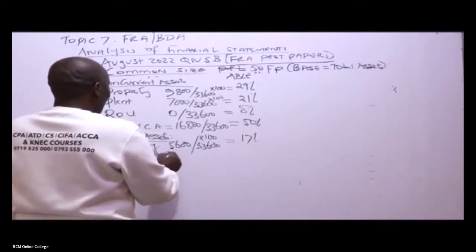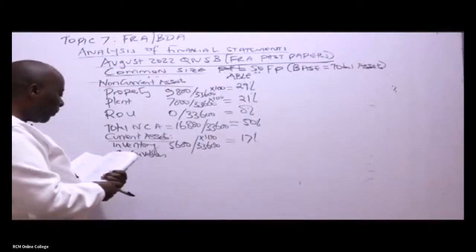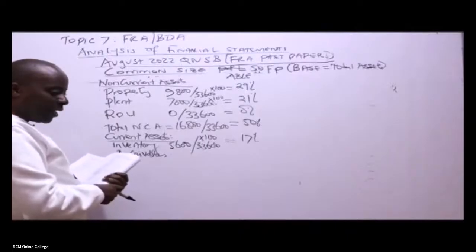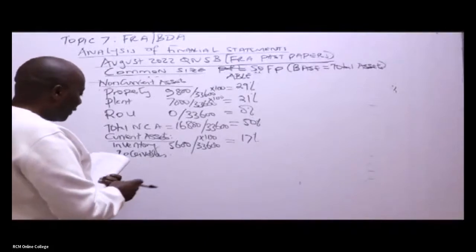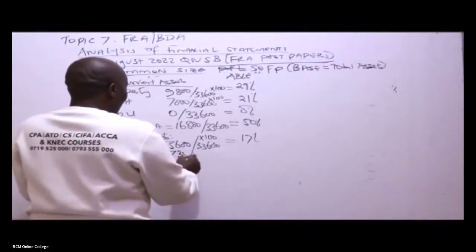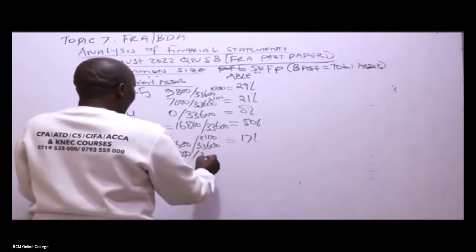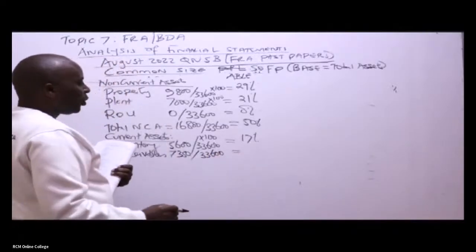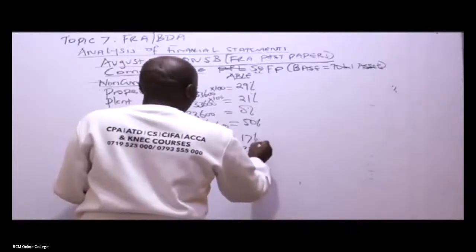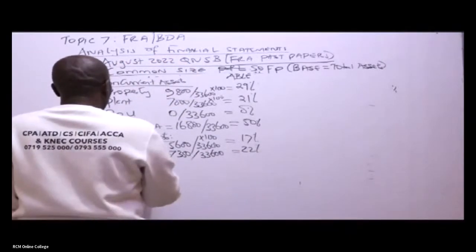Receivables. So what do we have there for receivables? Receivables, I can see 7350. 7350 divided by 33,600, which will end up giving me what figure? 22%. After receivables, I can see bank.